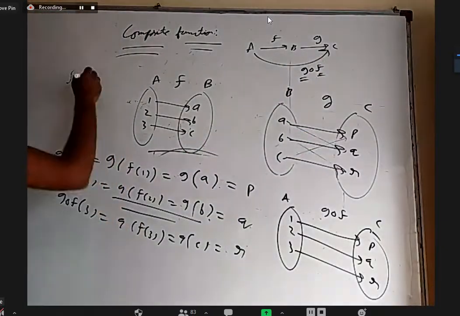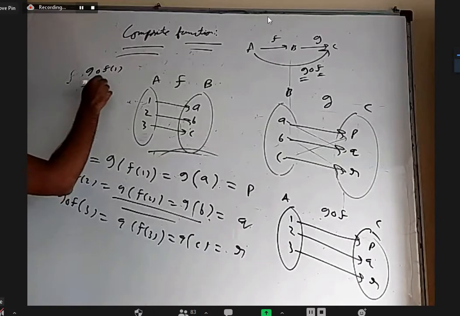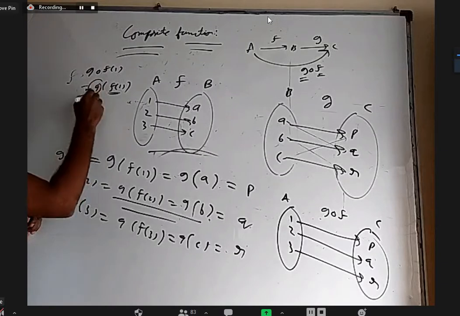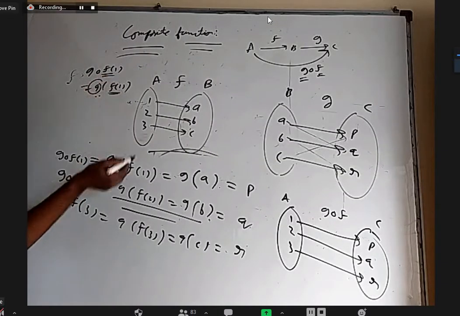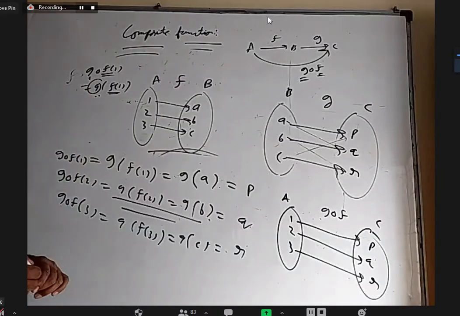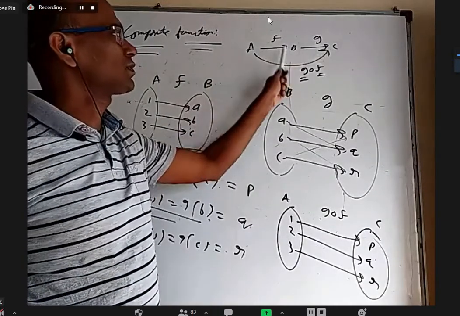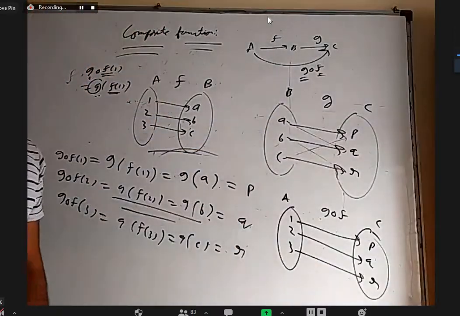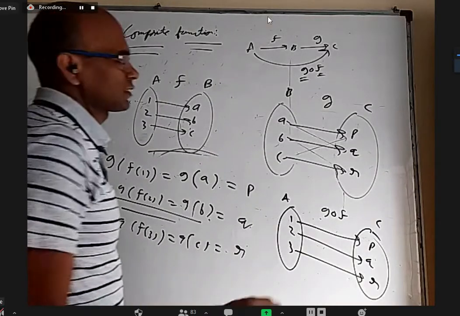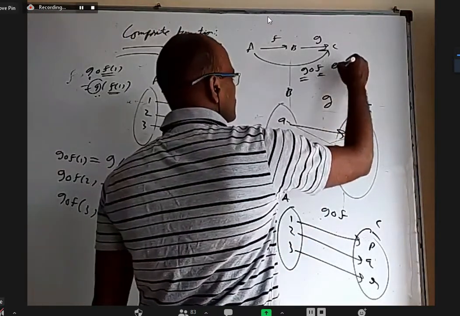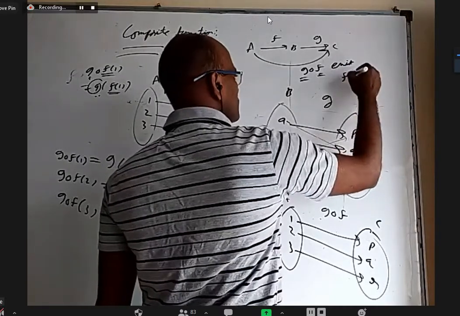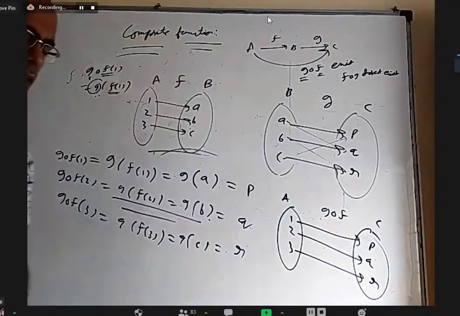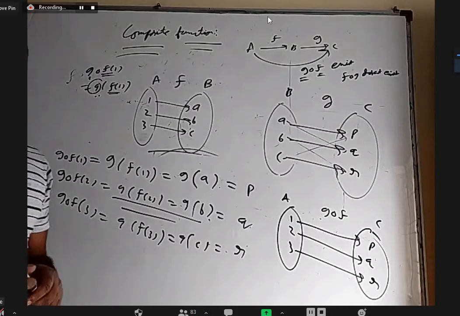Why? When somebody asks me G circle f of 1, which is G of f of 1, I'm going to find the function f first, and then I'm going to find function G later. So always the right side one is the first function, left side is the second function. So if f is from A to B, G is from B to C, the function from A to C is G circle f. F circle G is not possible. So G circle f exists, and F circle G doesn't exist. Okay, that is basically what is a composite function, just combining two functions.